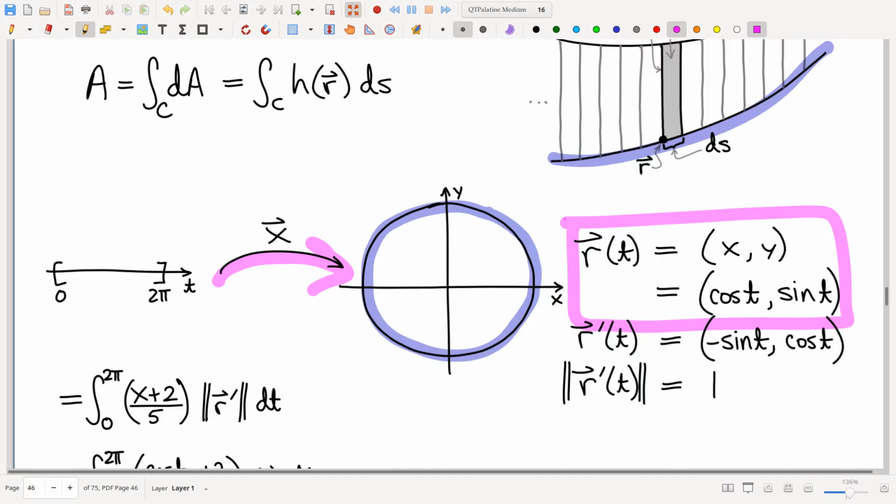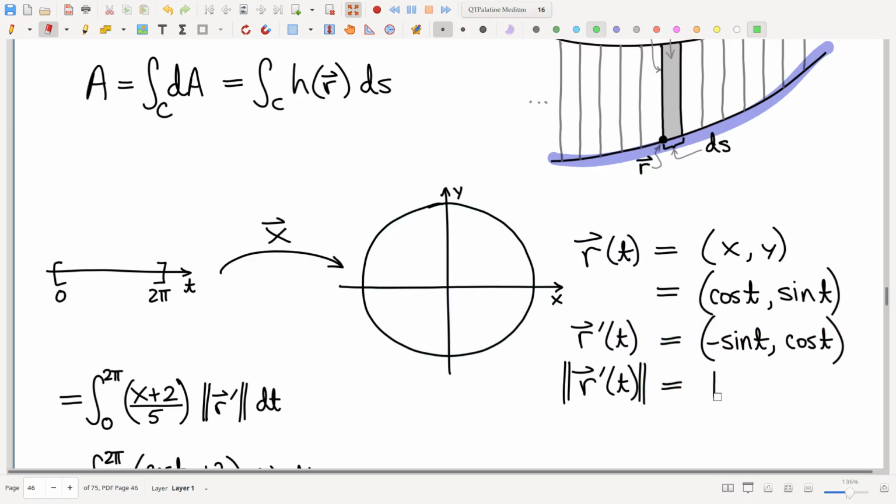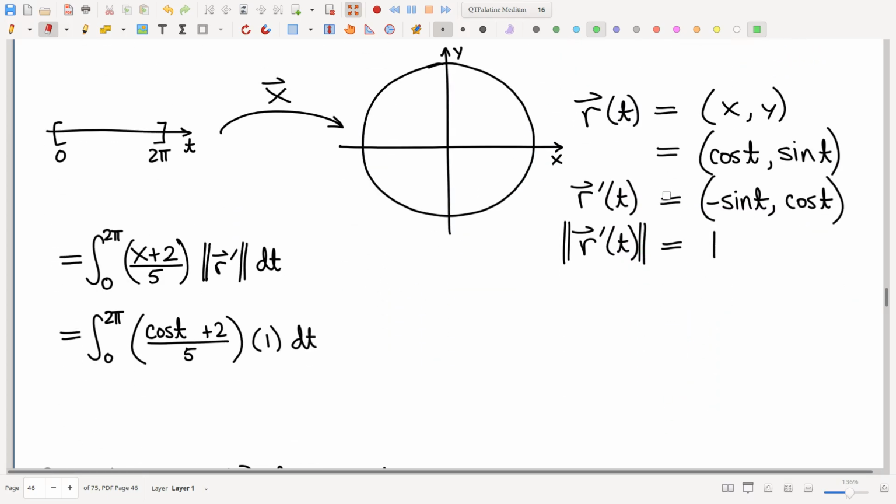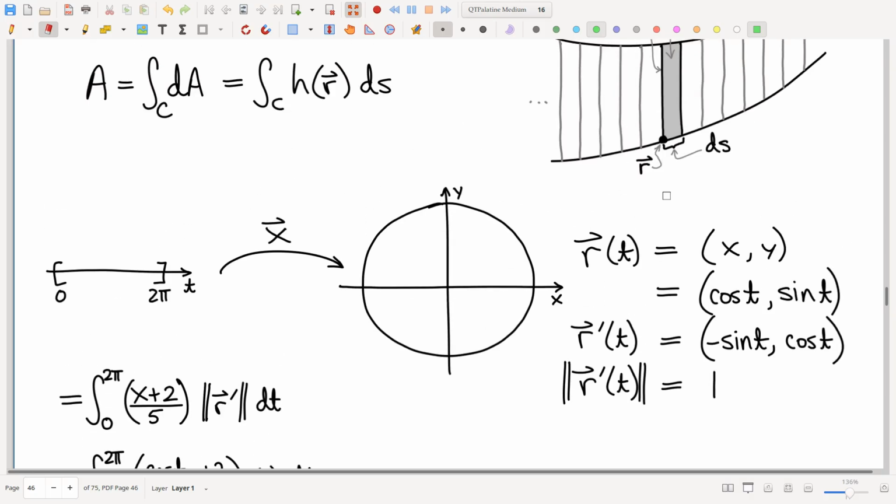Okay. And per the formula on the previous page, we take the derivative, we compute the magnitude, we see that our stretching factor is therefore 1. And then when we do the pullback, clean that up, I know I need this.